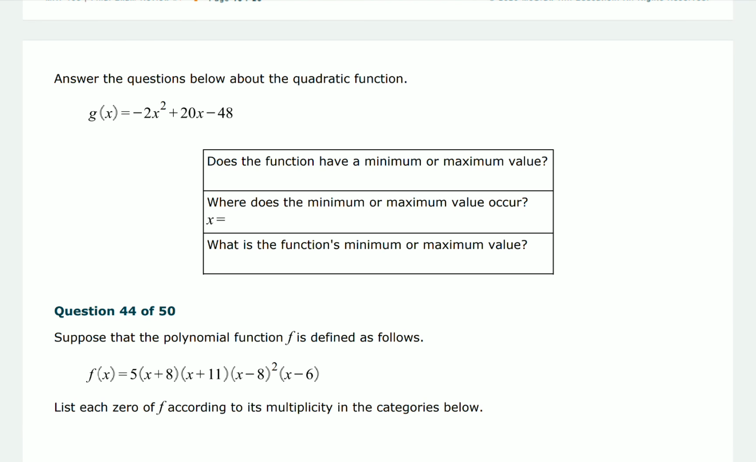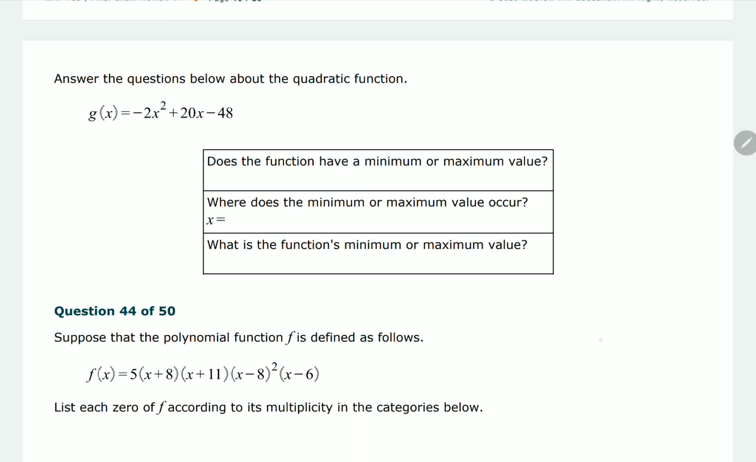43. Answer the questions below about the quadratic function, which is a parabola. G of x equals negative 2x squared plus 20x minus 48. Does the function have a minimum or maximum value? Where does the minimum or maximum value occur? What is the function's minimum or maximum value?